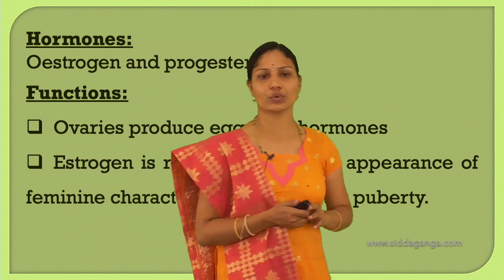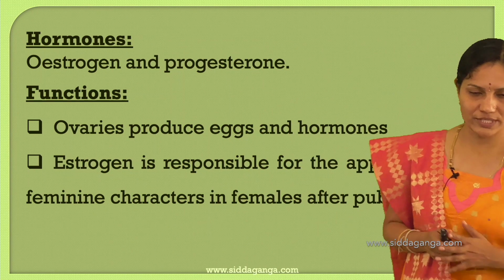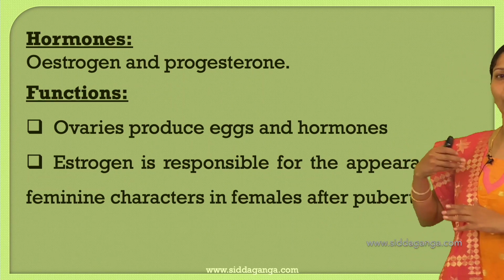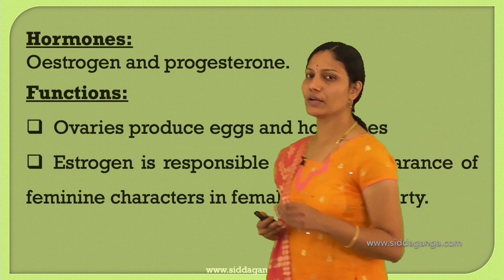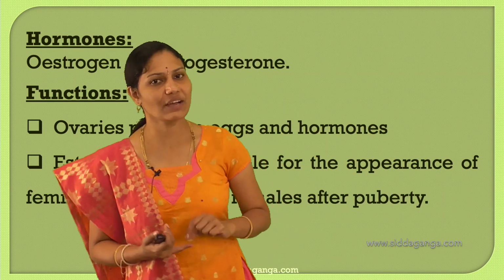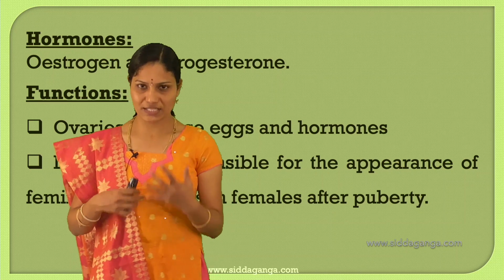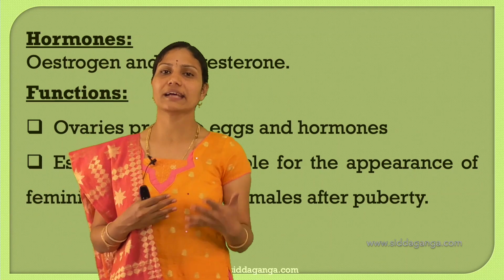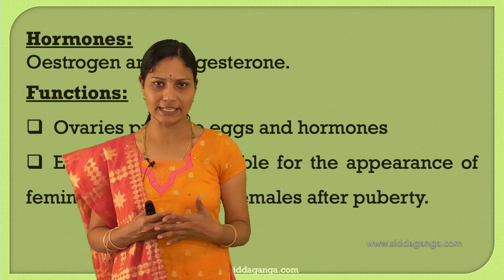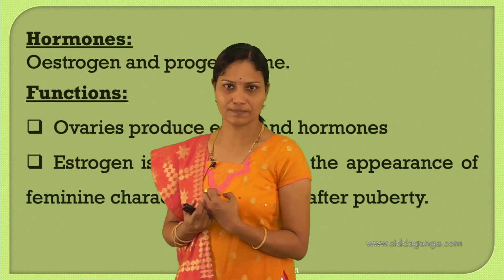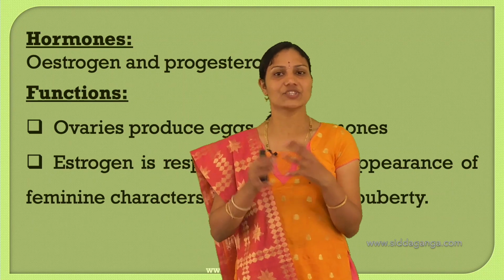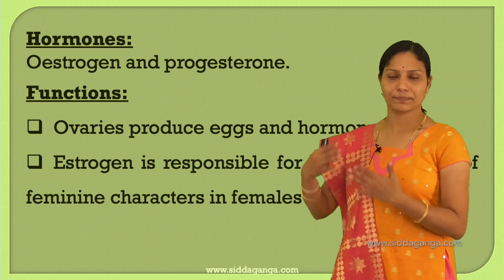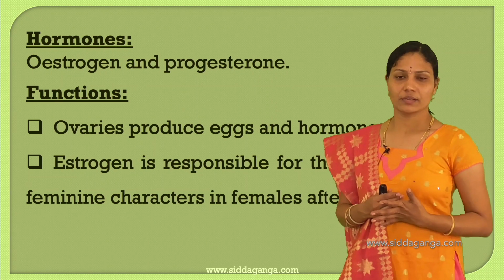Let's understand the functioning of ovaries and the hormones secreted by it. Ovaries produce eggs and hormones. The hormones are estrogen and progesterone. You might have come across changes appearing in girls and also boys after attaining puberty, or at the time of puberty. Certain changes are observed. So the changes observed in both girls and boys after attaining puberty are due to this.